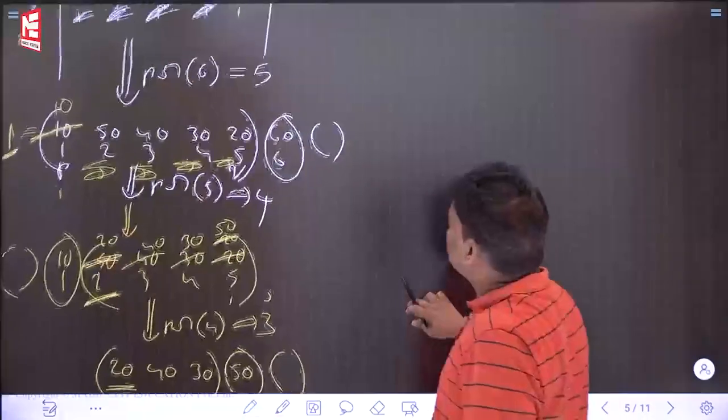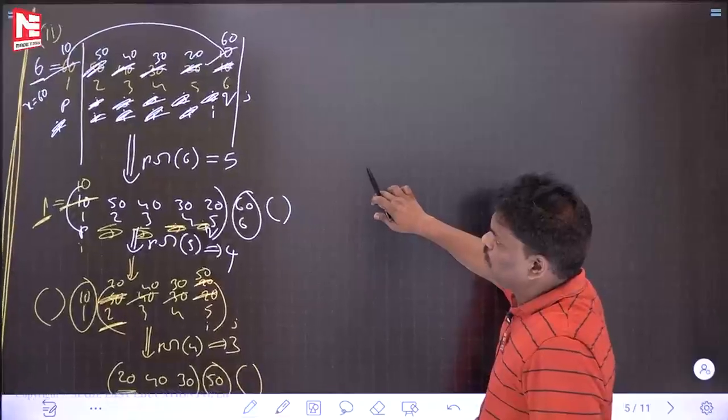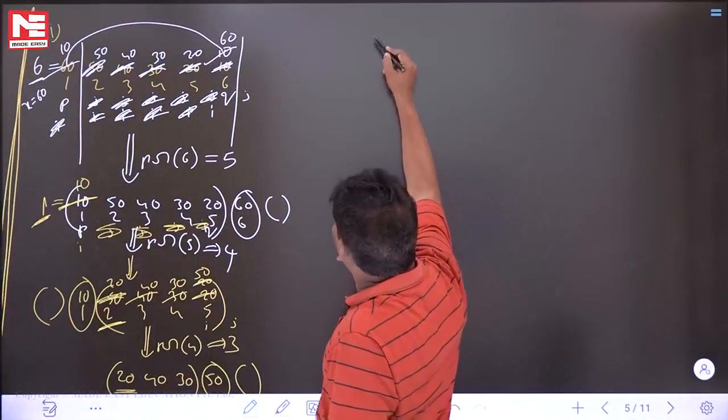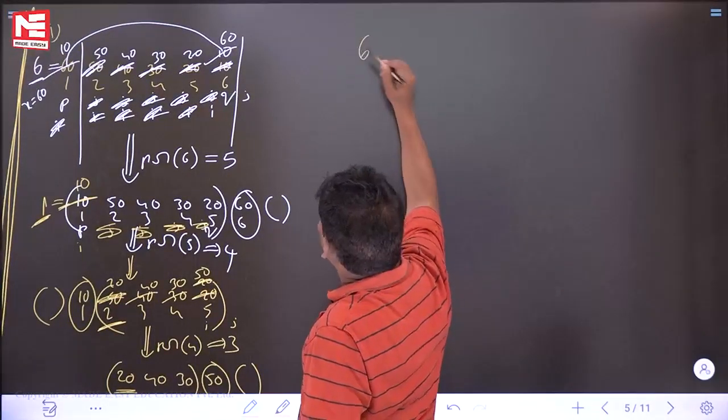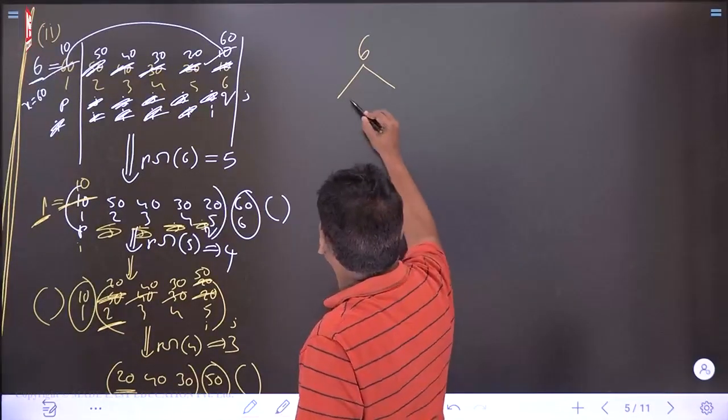Some people are asking, sir, what kind of tree will come? I will write roughly the tree also, please check. See everyone, 6 elements are there. If you apply the partition algorithm, the first time, which side is the gap? Right gap.